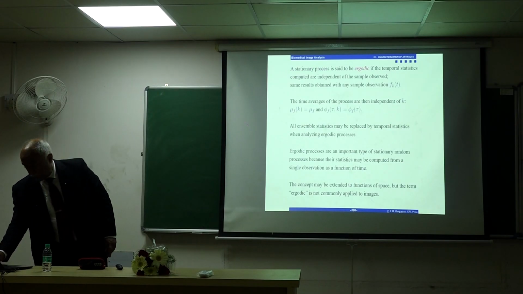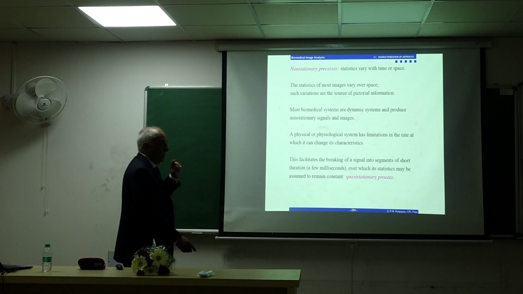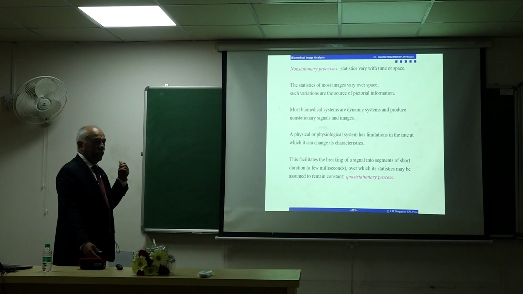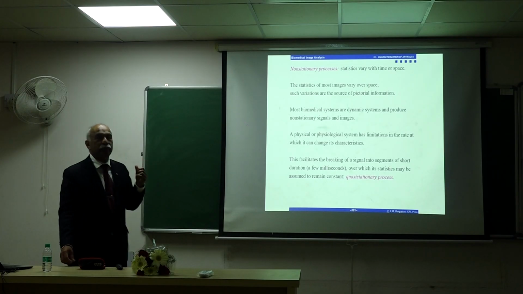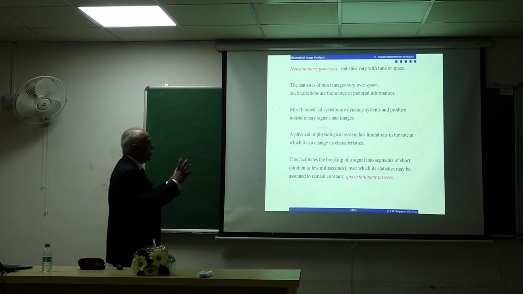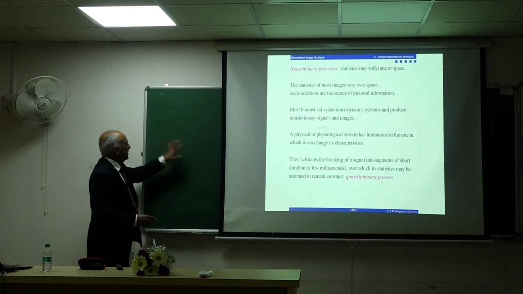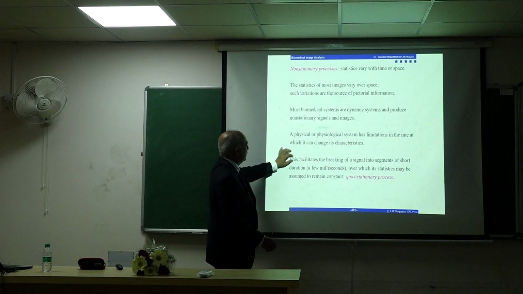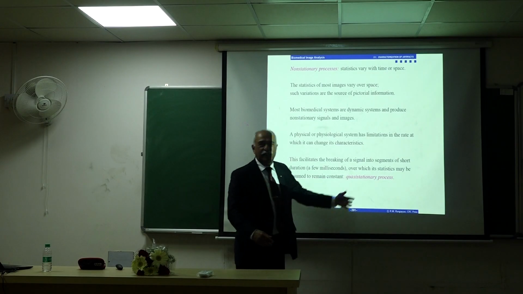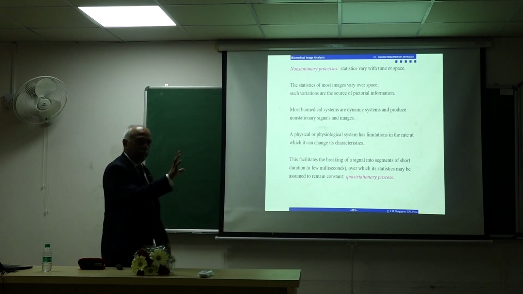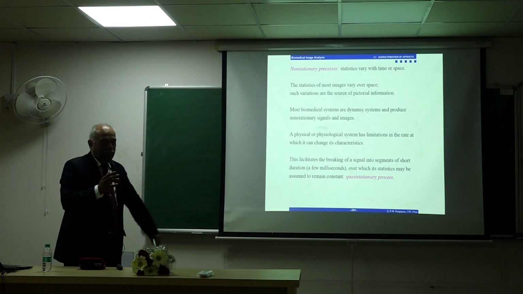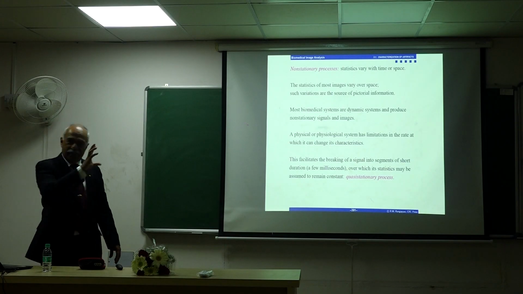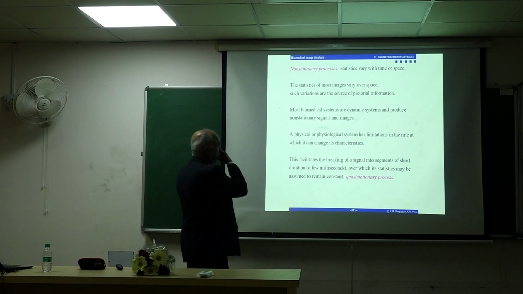In the case of a signal where statistics vary with time and space, it is said to be non-stationary. The statistics of most images vary over space. Only a flat image like this has no variation. But even here, these are flat areas, there is something here, and the shape changes, the color changes. So the characteristics change over space. If there is no change, then perhaps there is not much information in the image. It is that variability that gives you the pictorial information.